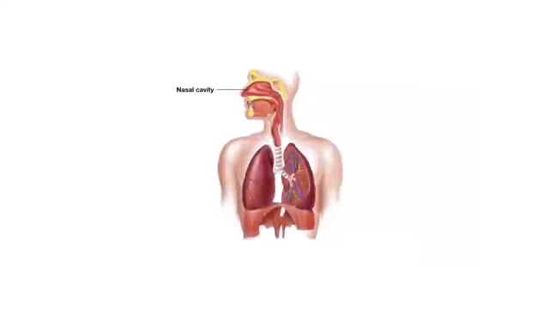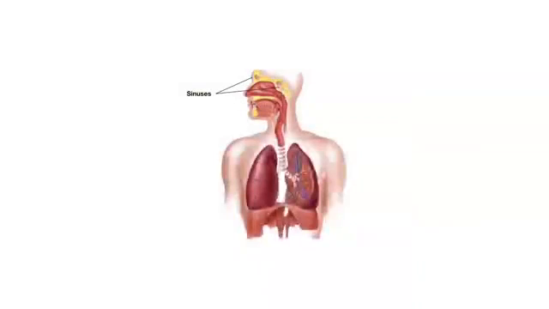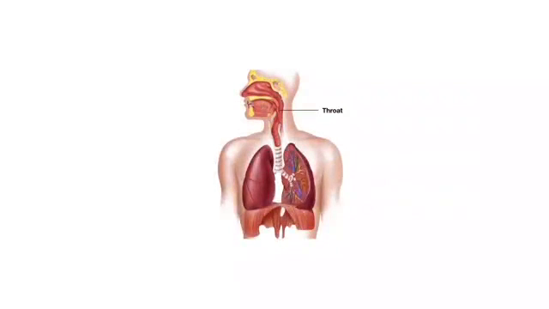Parts of our respiratory system. Our respiratory system includes the nose and nasal cavity, sinuses, mouth, throat, voice box, windpipe, diaphragm and lungs. Then, how do we breathe?